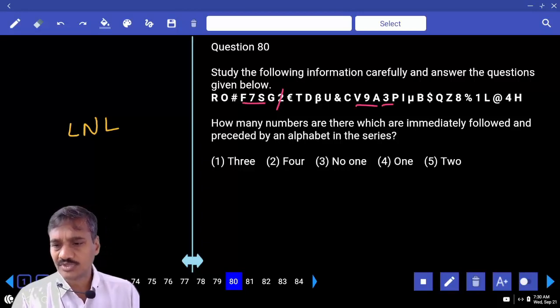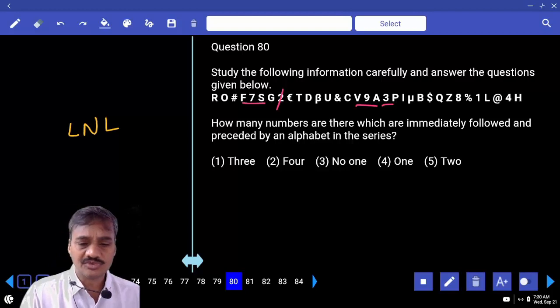Next one, anything else we have? Not 8, not 1, not 4. And how many do we have all together? There are 3, that is choice 1, question number 80. 80 it is choice 1.